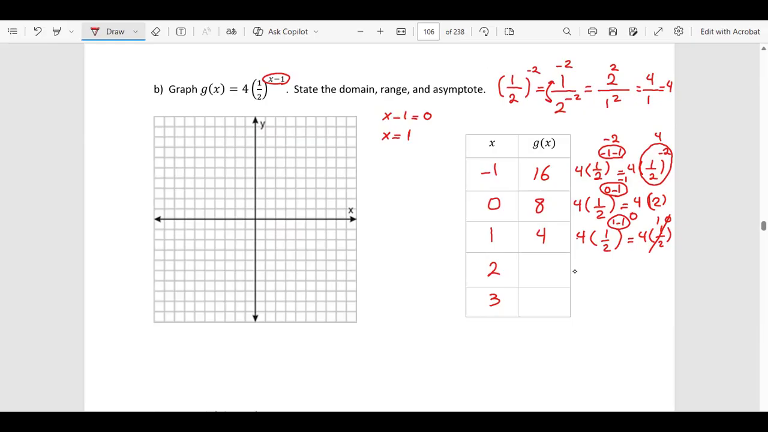Replace the x by 2. 2 minus 1 is just 1, and we have 1/2 with the first power, which is 1/2. If I multiply 4 by 1/2, cancel 2 into 4, and so we get 2, or 4 over 2, which is 2. Replace the x by 3. 3 minus 1 is 2. And 1/2 with the second power means 1 to the second power and 2 to the second power, which is 1/4. And 4 times 1/4 is just 1.